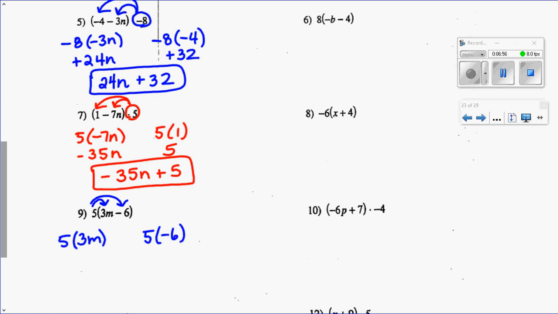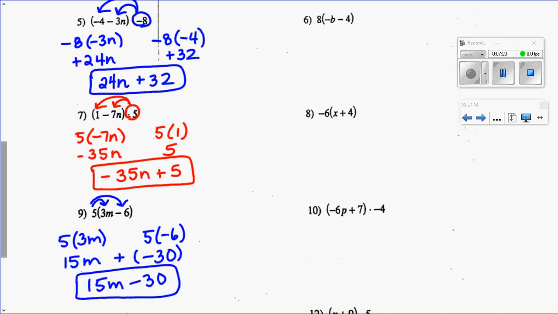Okay, so we distributed the positive 5 to the inside terms. The inside terms are positive 3m and negative 6. So when I do positive 5 times positive 3m, I get positive 15m. And when I do 5 times negative 6, I get negative 30. So I can write this two ways. The way that you'll probably see it is 15m minus 30. But if you wanted to put a plus sign right there, you can do that as well. They're the same thing, because the 15m is positive and the 30 is negative.